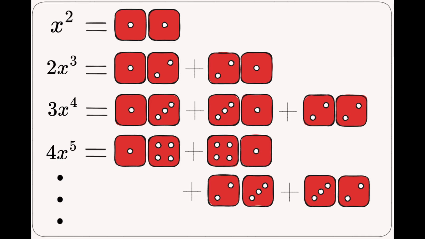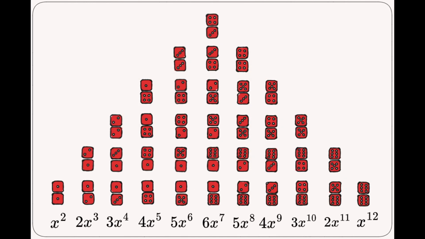X squared has a coefficient of 1, because we can only get it by rolling a 1 on each die. X cubed has a coefficient of 2, because we can either get it by rolling a 1 on the first die and a 2 on the second, or vice versa, and the pattern continues. If we place all the terms of the polynomial in a line, then we can represent this using a chart, where we can clearly see that a 7 is the most likely outcome of rolling two dice, with 6 different combinations adding up to 7.